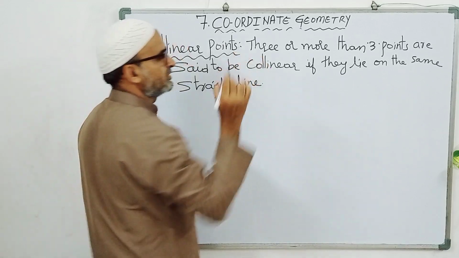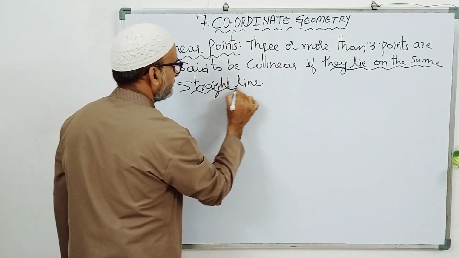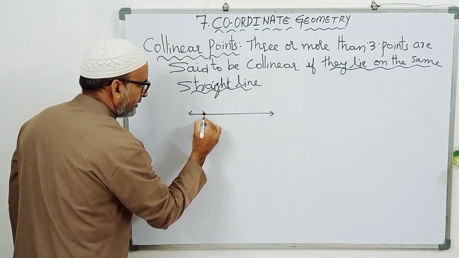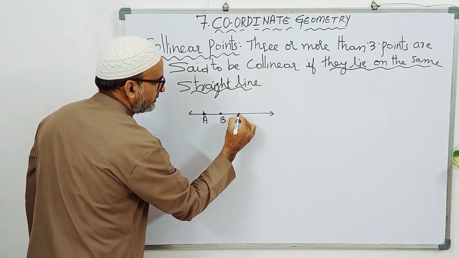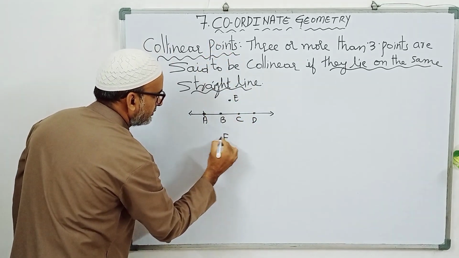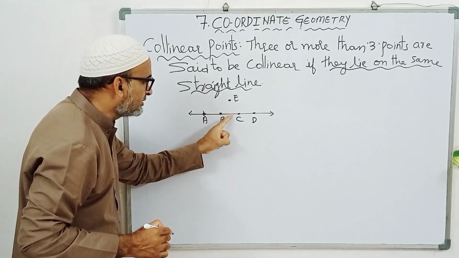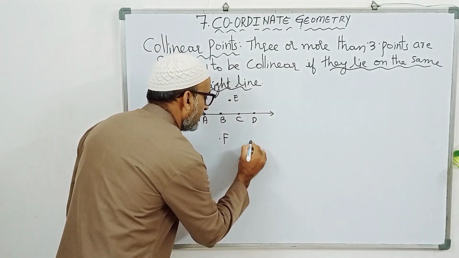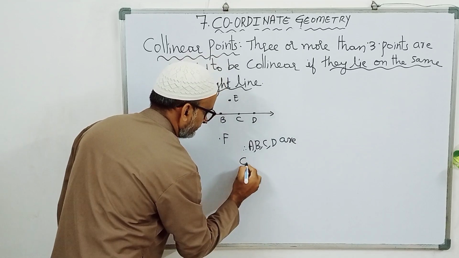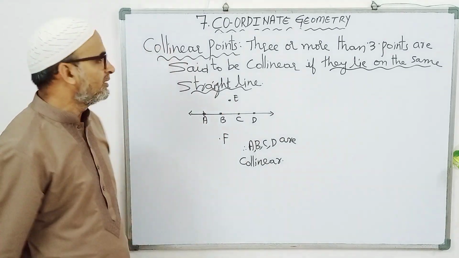This is a very important definition. This is a very important point: lie on the same straight line. This is one line. The points A, B, C, D are on it, and a point is outside the line. Which points are lying on the same straight line? A, B, C, D. Therefore, A, B, C, D are collinear. This is the meaning.